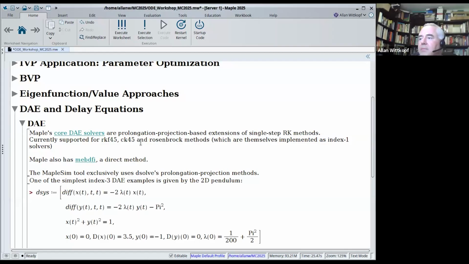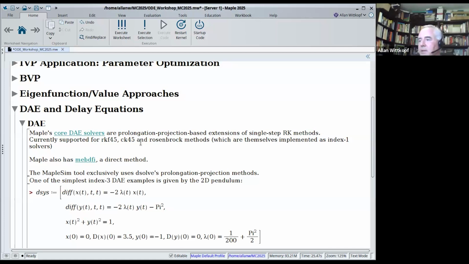But our methods that we have right now, the RKF45, CK45, and Rosenbrock methods, are capable of handling index 1 problems in general. So we only have to perform prolongation out to index 1, which means that if you send an index 1 DAE in directly, it's just solved directly. There's no symbolic manipulation required other than the standard stuff for building the procedure. But if you have a higher index problem, prolongation occurs, and this results in constraints.